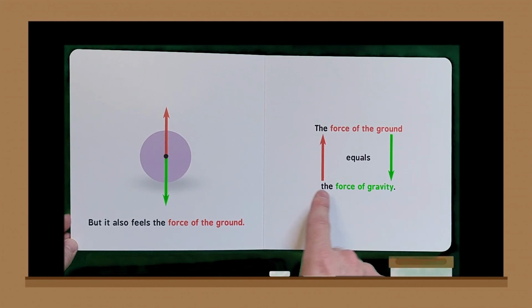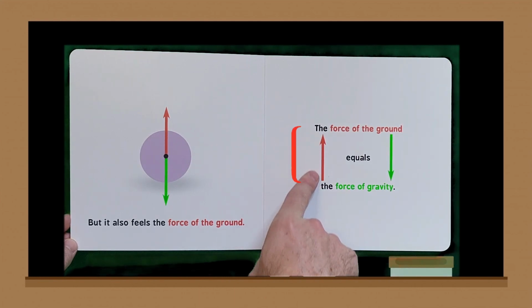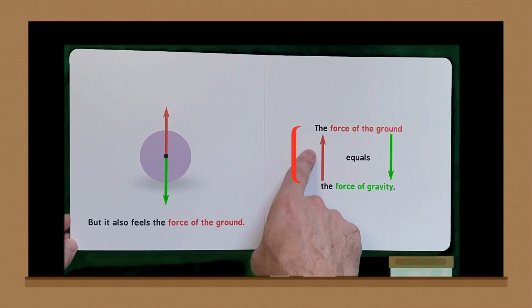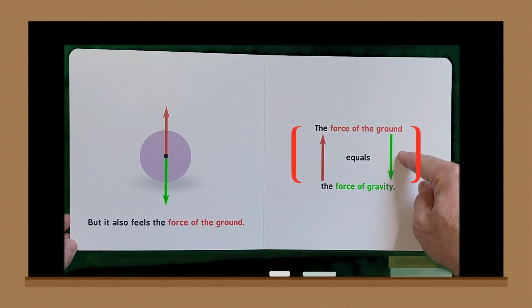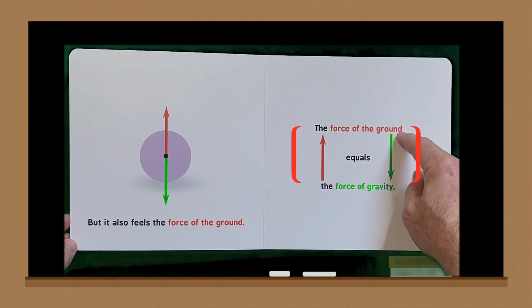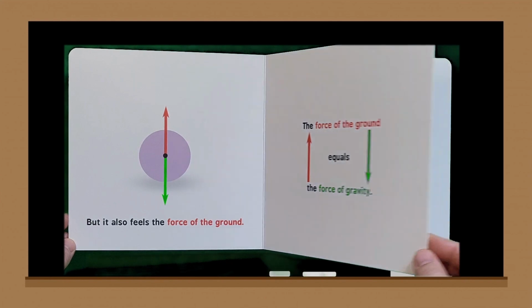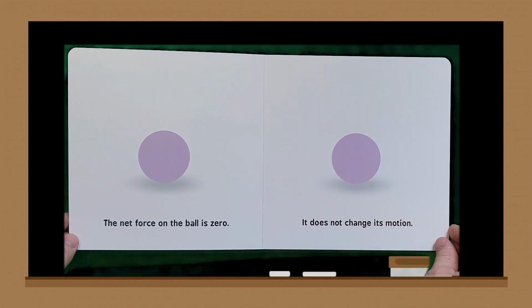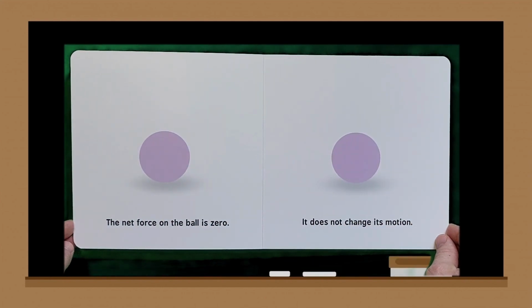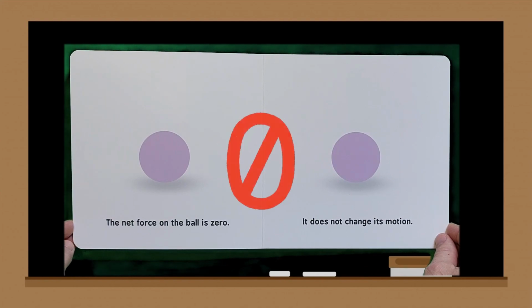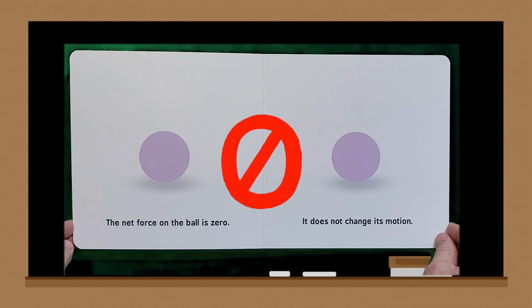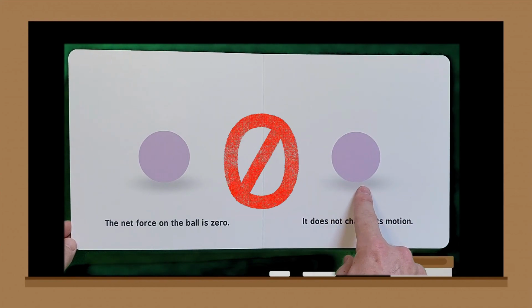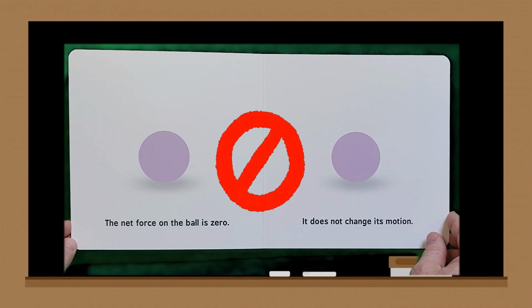See how the force of the ground, the red arrow, is the same size and equals the force of gravity, the green arrow. The net force on the ball is 0. It does not change its motion. See how the ball is just sitting there? It's not moving.